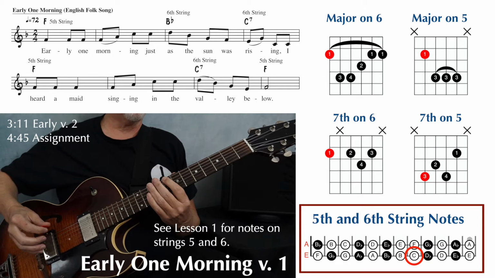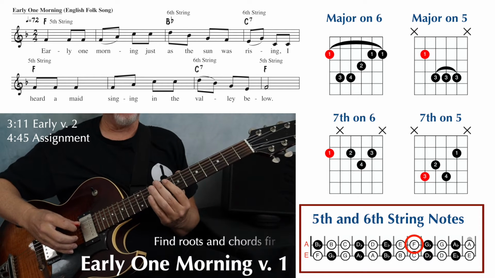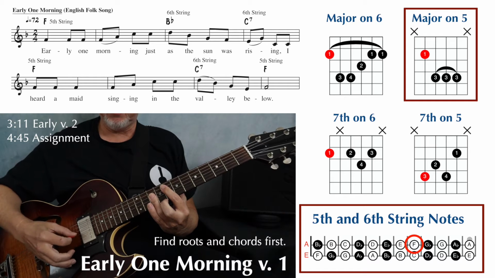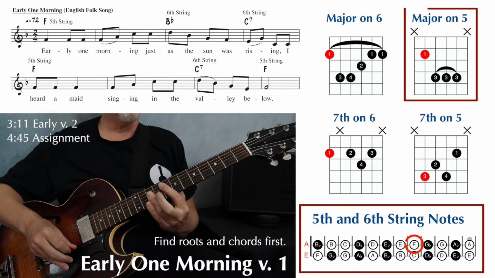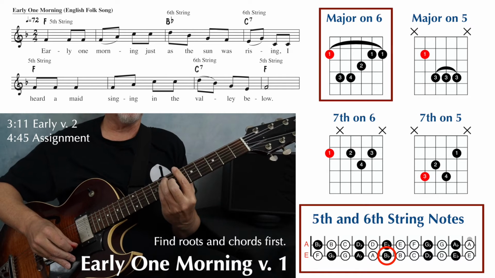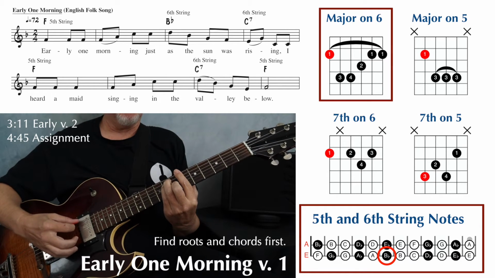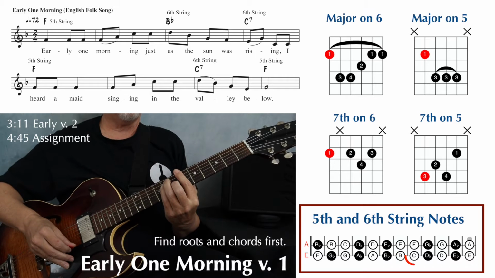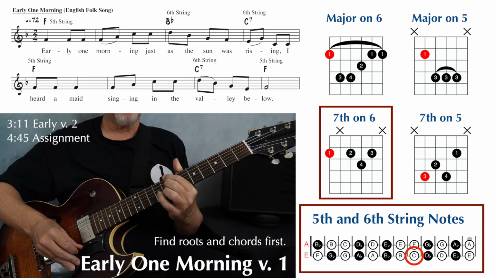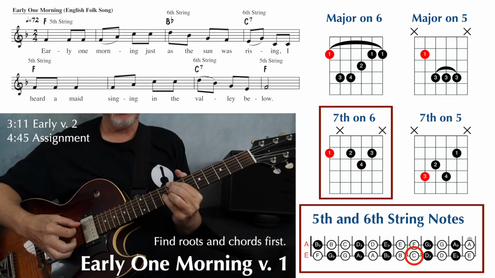So let's figure out what chord shapes go with those. With the F, our root is on the 5th string, so we'll be using the 5th string major shape. For our B flat major, our root note is on the 6th string, so we'll be using our 6th string major shape. And our C7, also on the 6th string, so we're going to be playing our 6th string dominant 7 shape.